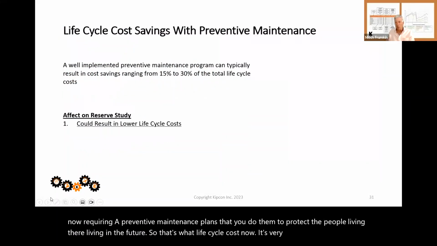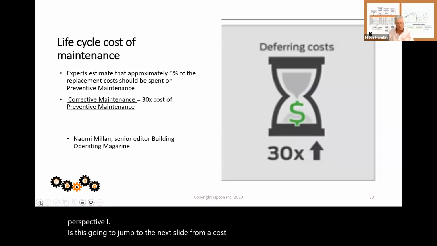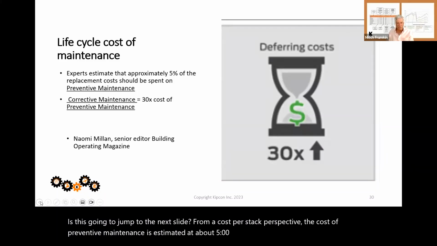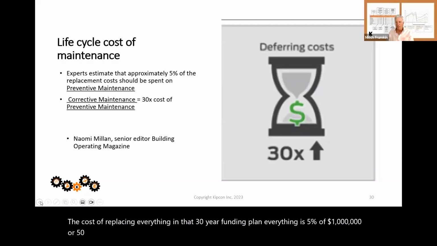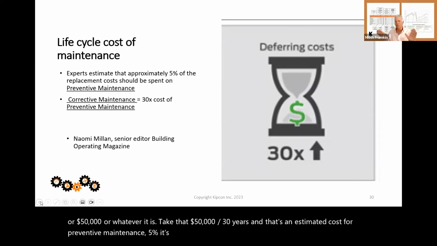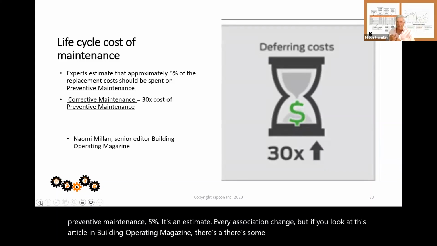So that's what life cycle cost is. Now it's very interesting from a cost perspective. The cost of preventive maintenance is estimated at about 5% of your replacement costs. So let's say you have a 30-year funding plan. The cost of replacing everything in that 30-year funding plan is, say, $1 million. Preventive maintenance is 5% of that, or $50,000. Take that $50,000, divide it by 30 years, and that's an estimated cost for preventive maintenance. It's an estimate, every association is different, but if you look at this article in Building Operating Magazine, there have been some studies done, and it's about 5%.